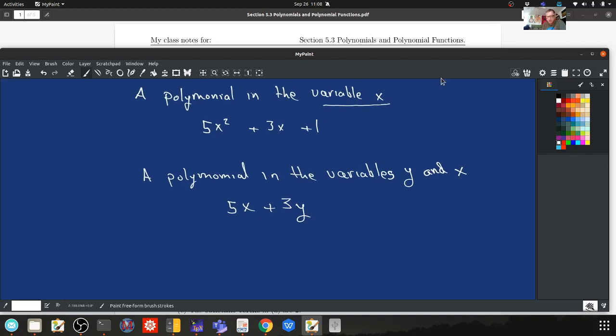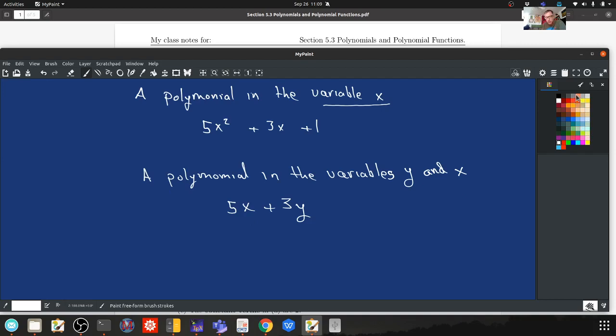Remember, x is a dummy variable. Depending on what we want to do, we might change the variable to t. If, for example, we want to consider changes over time, and we want our independent variable to be time rather than something else, it still is just a variable, and it still takes on real number values, or values in the domain. A polynomial in the variables y and x.